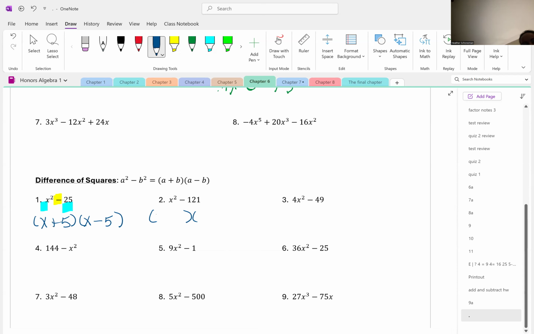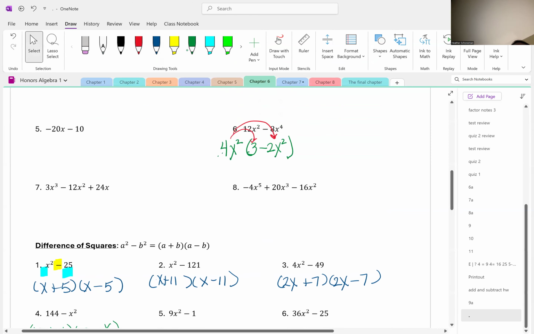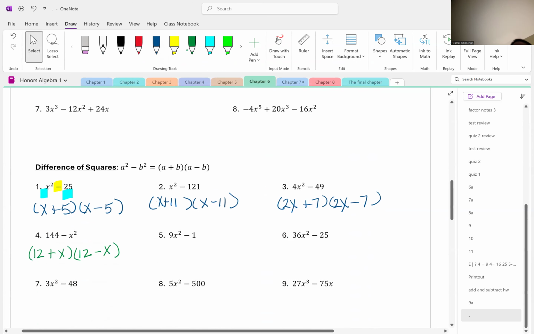On this one, the square root of 121 is 11, so it's going to be x plus 11, x minus 11. Over here, it still works the same way, but the square root of 4x squared is 2x. The square root of 49 is 7. One's plus, one's minus. This one works the same way, but you have to write it in the same order. The square root of 144 is 12. The square root of x squared is x. One's plus, one's minus.